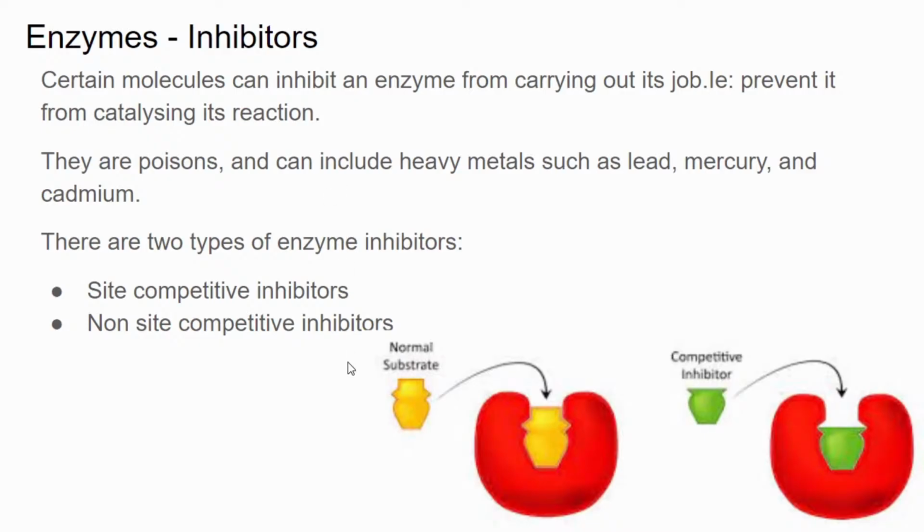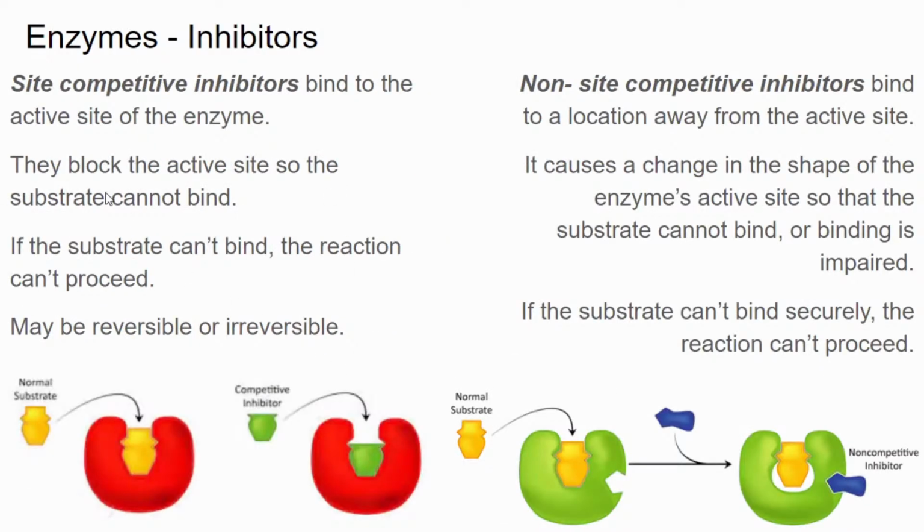A site-competitive inhibitor is able to bind to the active site of the enzyme. They usually have a shape which is very similar to the natural substrate of our enzyme. The enzyme can't tell the difference, so that site-competitive inhibitor is able to pop into the active site of our enzyme and sit there and bind to it. This blocks the active site so the substrate cannot bind to it. It doesn't matter how much substrate you've got, if they are all competing for the same spot on the enzyme, the substrate is not able to bind. And if the substrate can't bind, the reaction can't proceed.